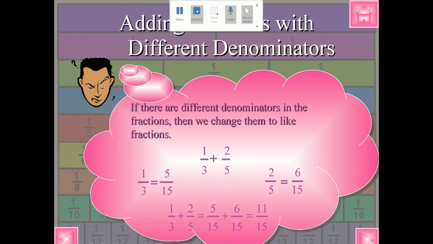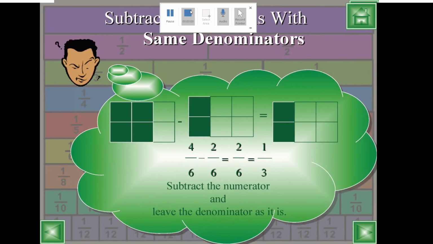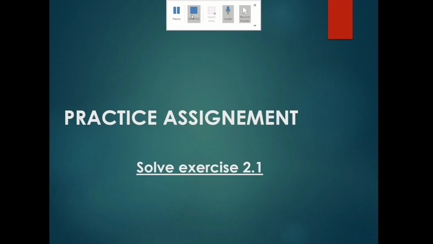Now adding fractions with different denominators. If there are different denominators in the fractions, then we change them to like fractions. 1 by 3 plus 2 by 5. Both are unlike fractions. So first we convert 1 by 3 and 2 by 5 into like fractions. Then we have to add. Now subtraction of fractions with the same denominator. Like addition, here also we just subtract the numerators and leave the denominator as it is.